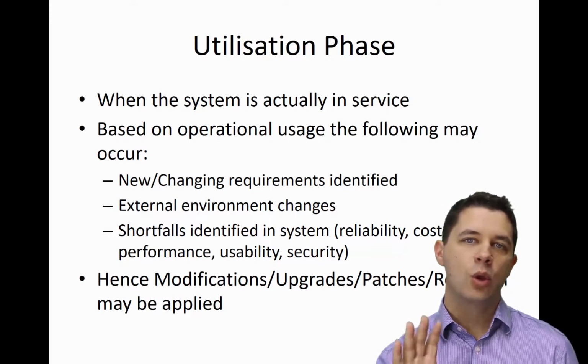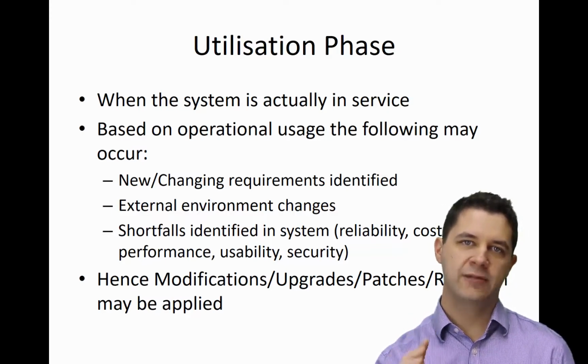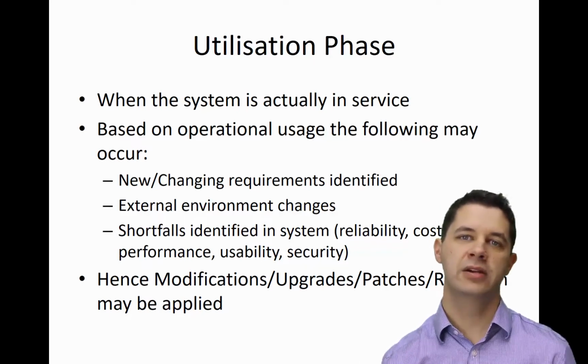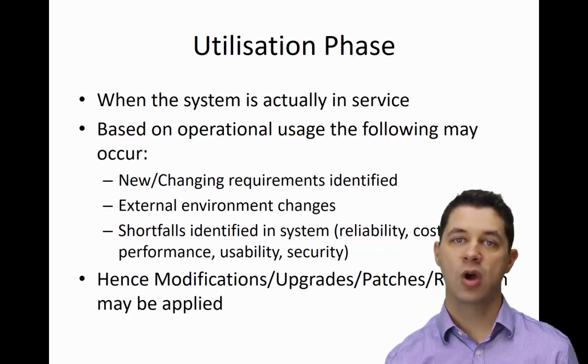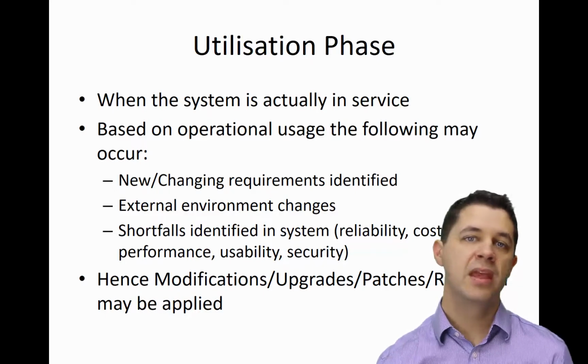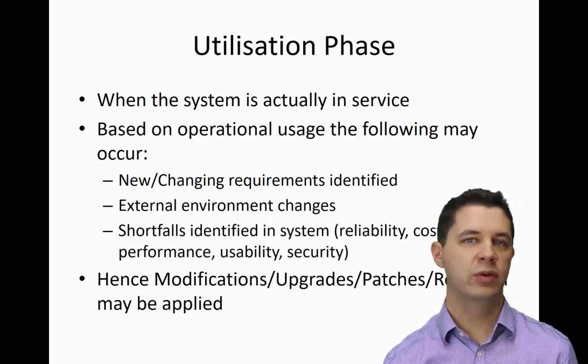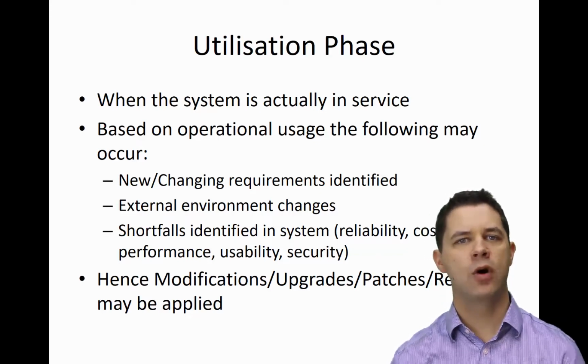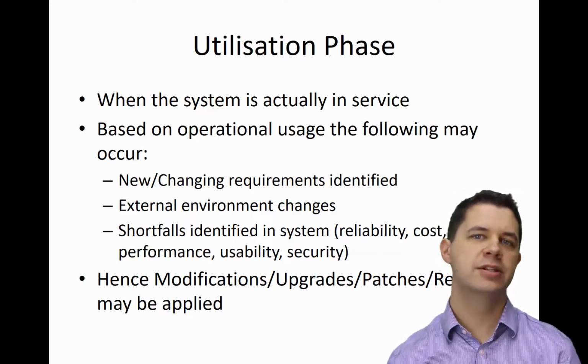And then another thing that might occur is we identify specific shortfalls in the system. And these could be in a huge amount of different areas. Things like reliability, cost, it costs too much to maintain. Performance, usability, security, we find flaws in the system. And at this point, we might perform several things, for example, modifications to the system, upgrades, patches, redesign.